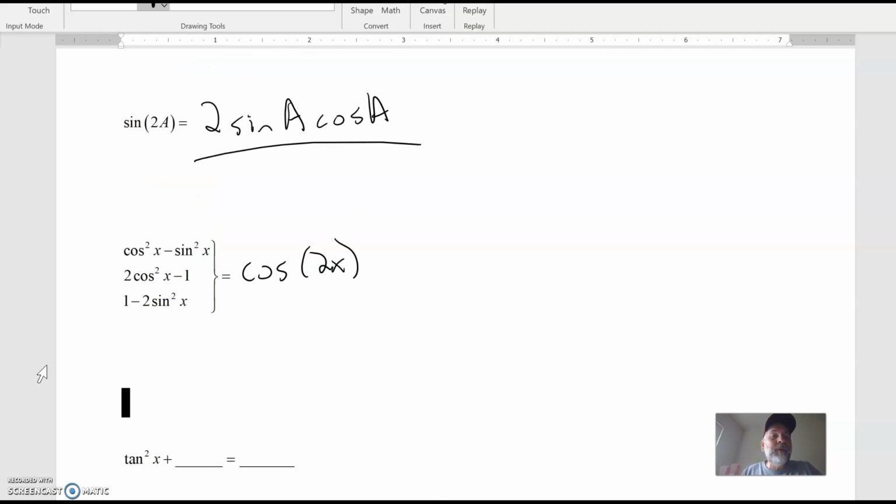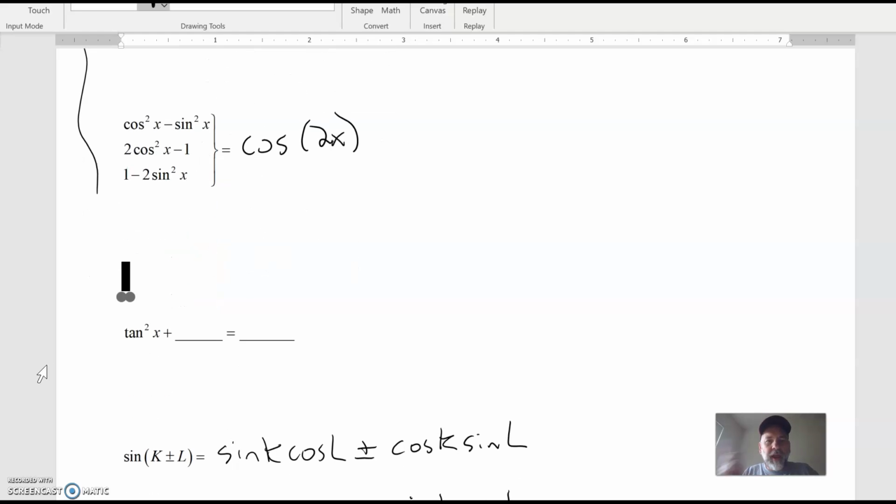And the reason why I wrote it backwards is just because you want to be able to recognize these identities in either direction. So you don't want to just know, oh, if I see sine 2a, I know what to do. If you see this other side, you also want to go, oh, I recognize that, that's sine 2a, and then simplify it. Same thing with the cosine, either direction.